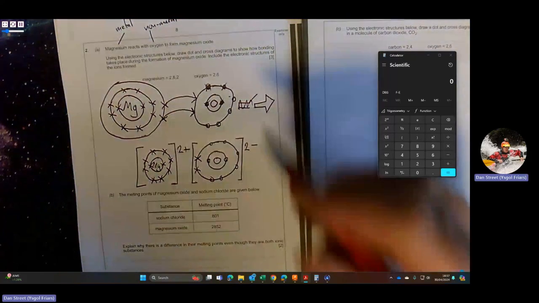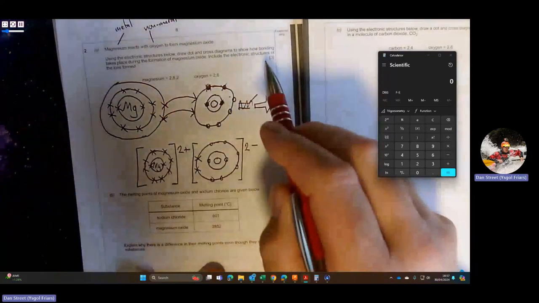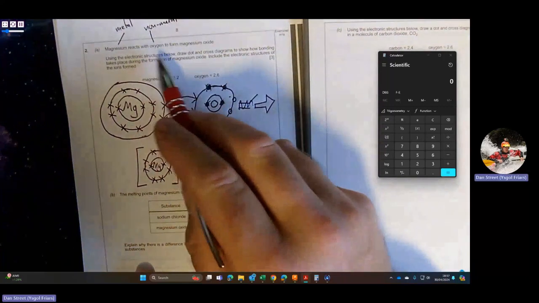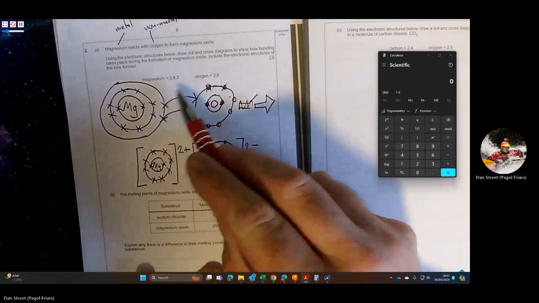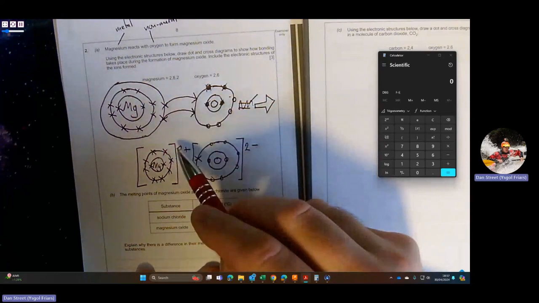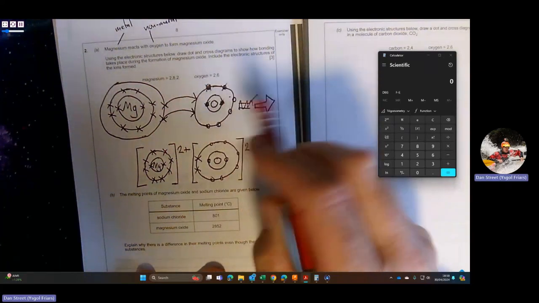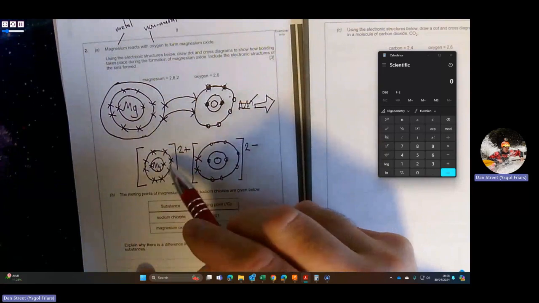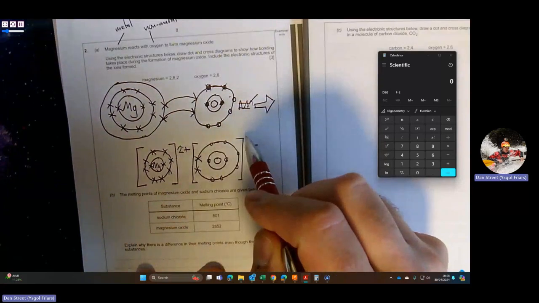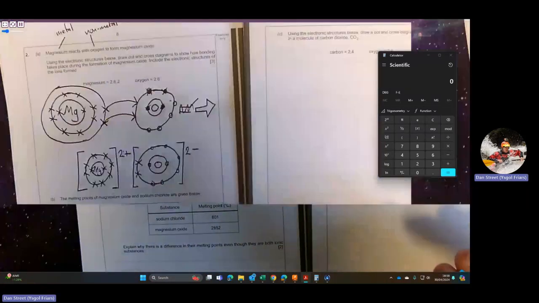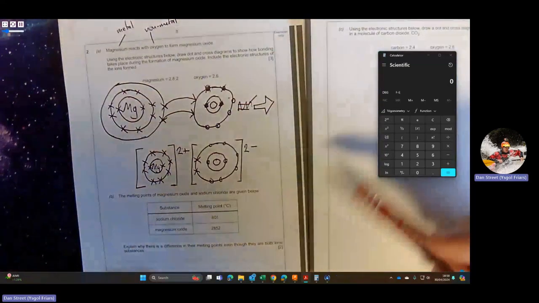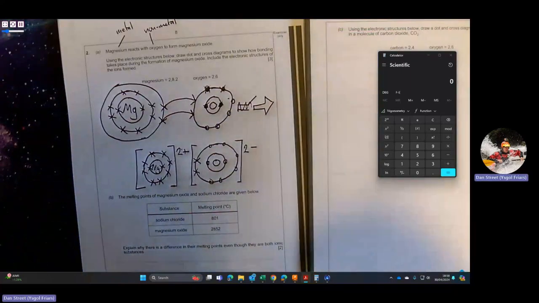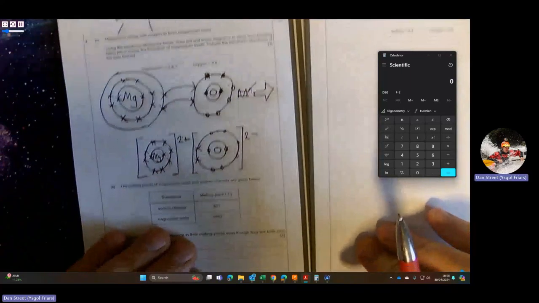Okay, so just double check that we've done all we need to do, because we've got 3 marks here. So we use the electron structure to draw dot and cross diagrams to show how bonding takes place. So this is taking place to form magnesium oxide, include the electronic structures of the ions formed. So we've done that, and we've also included the charges. So we need to draw this sort of 2-stage diagram because it's ionic, because we've got a metal and a non-metal, and the electrons are transferred from the metal to the non-metal.